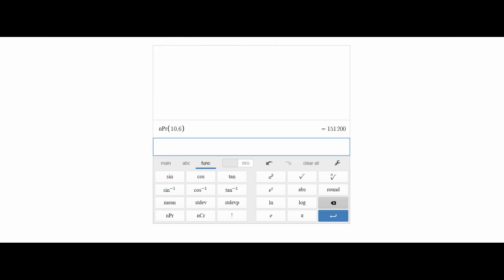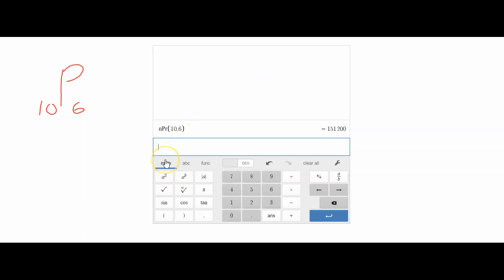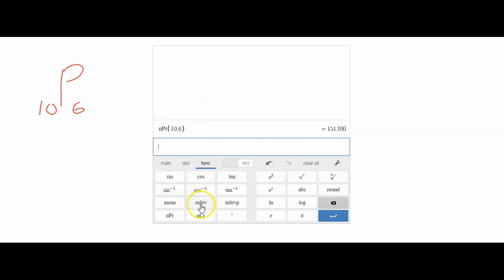Okay, so we are trying to do the permutation where we have 10 items, or in this case 10 numbers, and we're choosing 6 of them. Well, on our calculator here, and this is the Desmos scientific calculator that I've had you use if you don't have one of your own. Normally it's going to start you out on the main menu. You need to go over here to the function button, F-U-N-C. Then you're going to go down here to the bottom right, click on NPR.